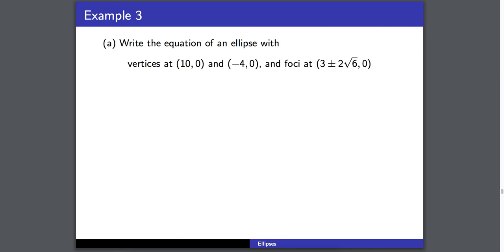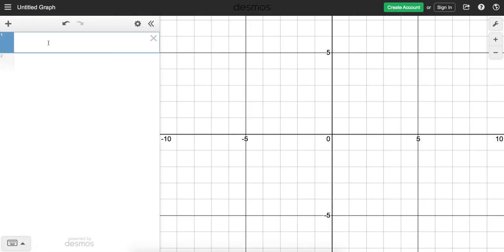Part A: write the equation of an ellipse with vertices at (10, 0) and (-4, 0), and foci at (3 ± 2√6, 0). The problems in this video are going to be much easier with a visualization, whether you use Desmos or graph paper or whatever. So I'm going to start by plotting these two vertices, (10, 0) and (-4, 0).